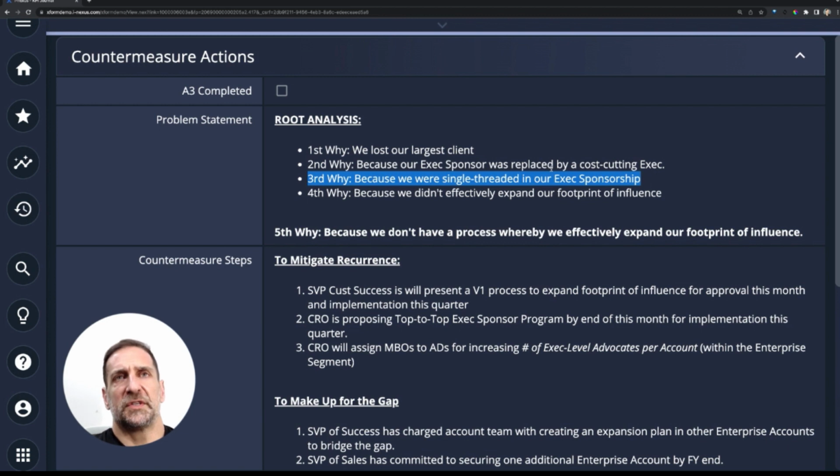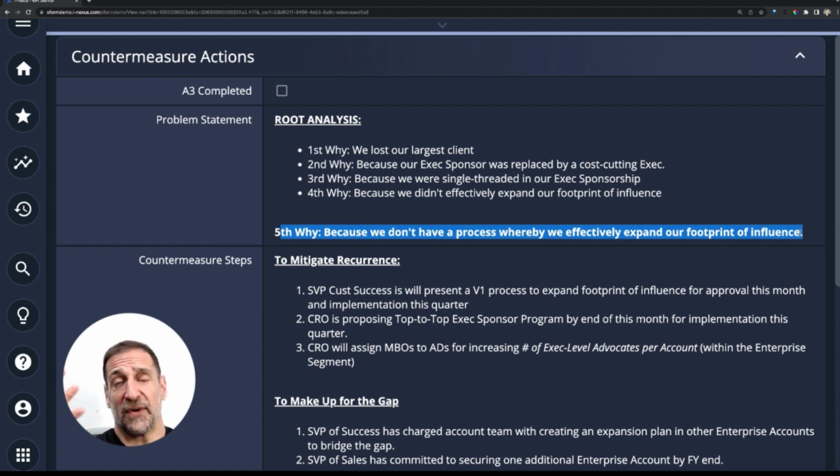But why were we single-threaded? Because we didn't effectively expand our footprint of influence after we sold them the account. Did you try? Is there something else going on? It's not that we tried and failed. It's because we don't have a process whereby we effectively expand our footprint of influence. Aha, that's the root issue here.